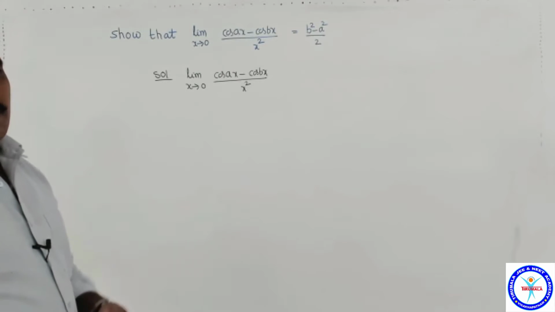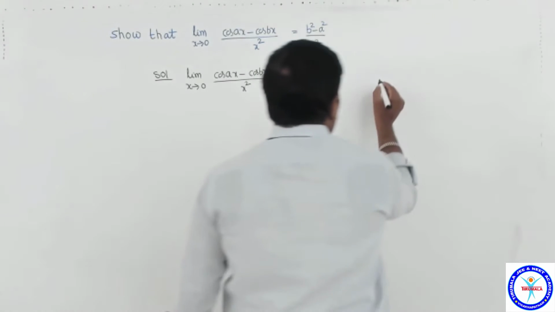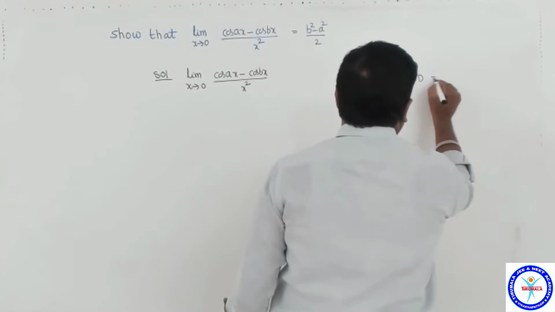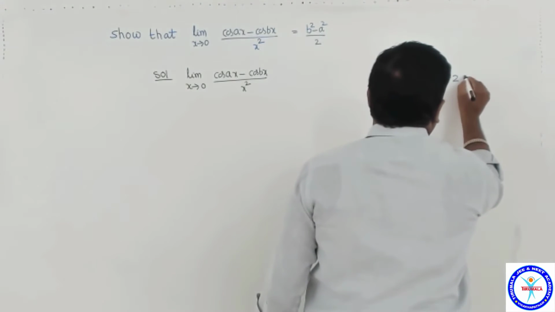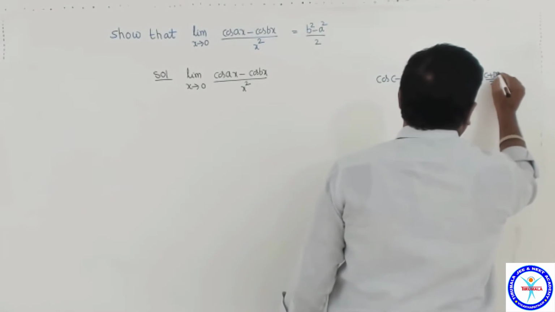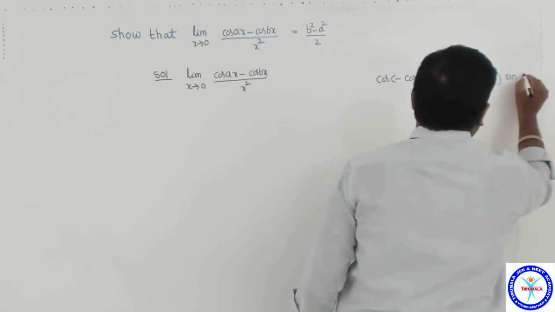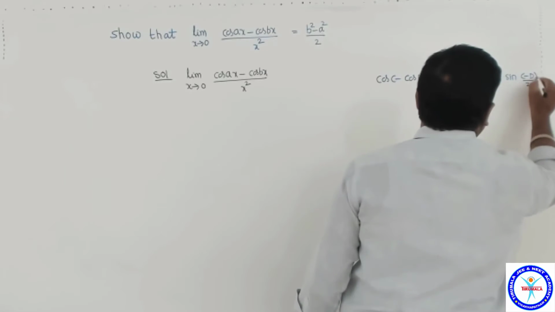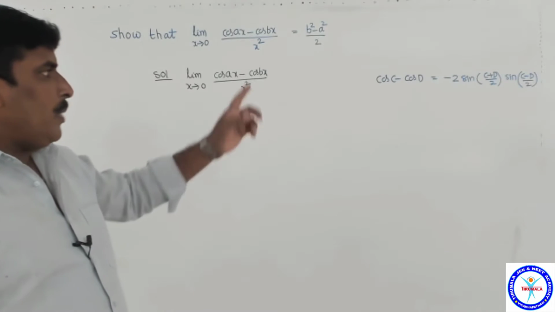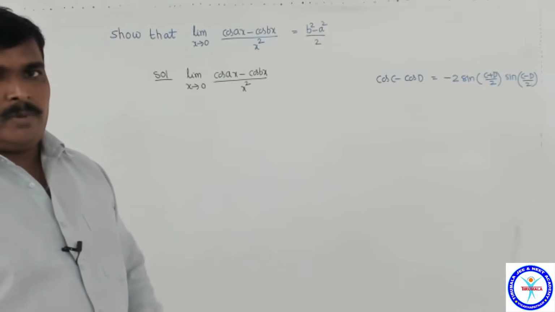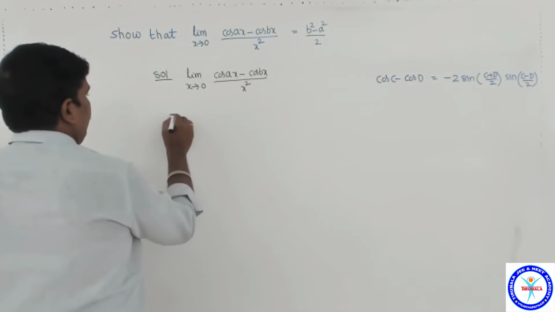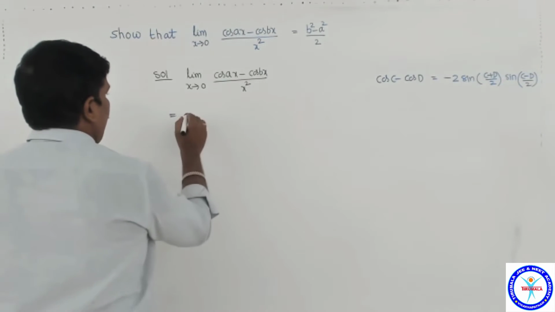It is in the form of cos c minus cos d. So, cos c minus cos d equal to minus 2 sin((c plus d) by 2) into sin((c minus d) by 2). Now by using this formula we can write limit x tends to 0.